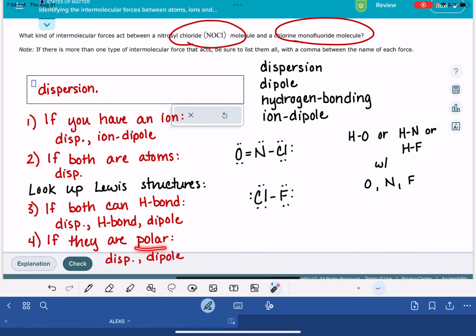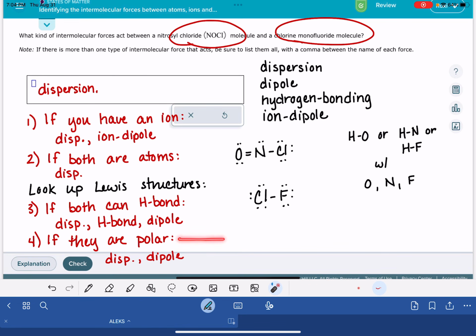Because there's a lot of variables that we have to consider when we're trying to determine if molecules are polar. First of all, we have to determine the difference in electronegativity between the atoms in every single bond in each molecule. So we need to look at the difference in electronegativity between the oxygen and the nitrogen, also between the nitrogen and the chlorine, and also between the chlorine and the fluorine. And then we also have to take into consideration the three-dimensional shape of these molecules. It's a pretty tedious process.